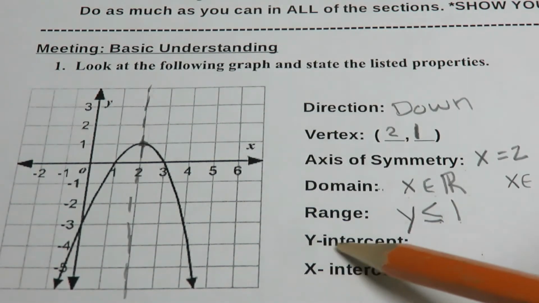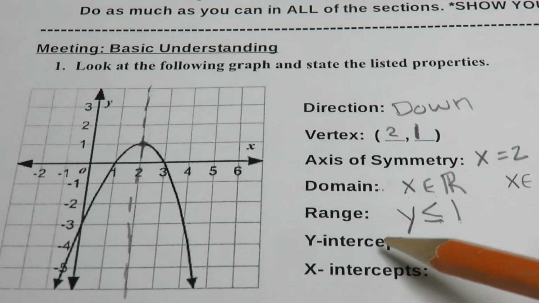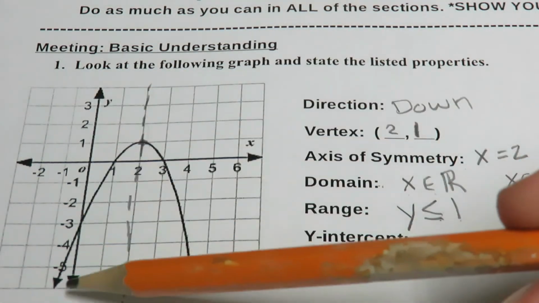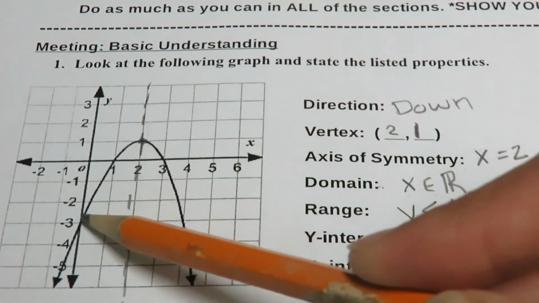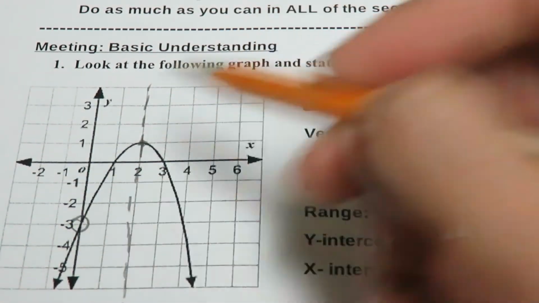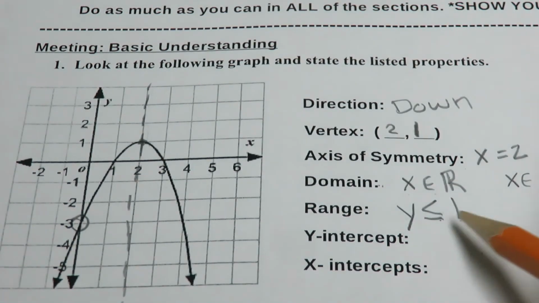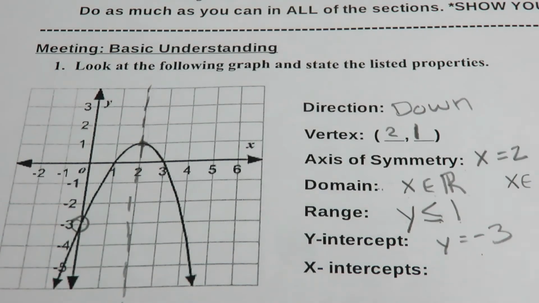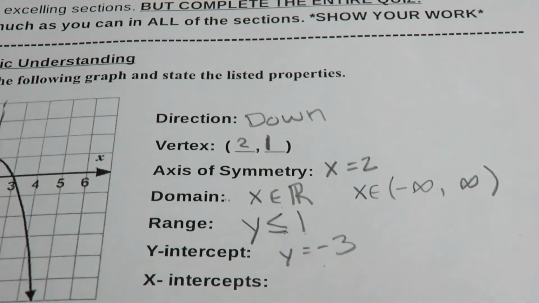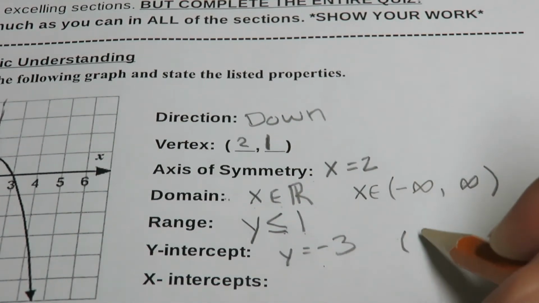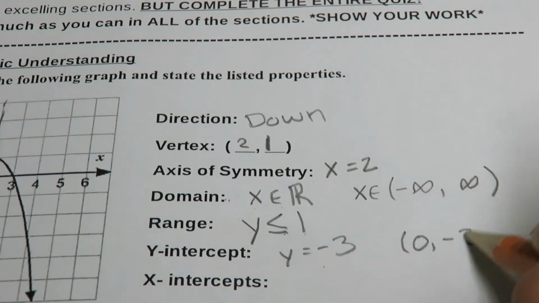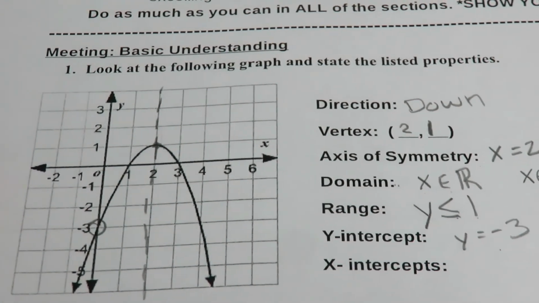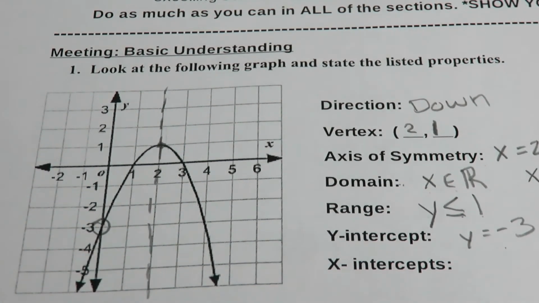The y-intercept is where our parabola intercepts with the y-axis, or the y-line. So here's the y-line, and it intercepts right here. So that means that the y-intercept is where y equals -3. If you want to write that as a point, you can as well. So you could write that it is the point 0, -3, or just writing y equals -3, I'll understand what you mean. And that's how you do the y-intercept.